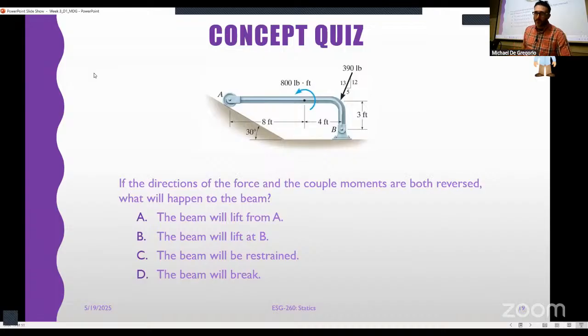All right. So get your whiteboards. If the direction of the force and couple moments are both reversed, what will happen to this beam? The couple moment here is the applied moment, the blue moment. So if we reverse both the moment direction and the direction of the force, what happens? The beam will lift up from A, the beam will lift at B, the beam will be restrained, or the beam will break. What do you guys think?